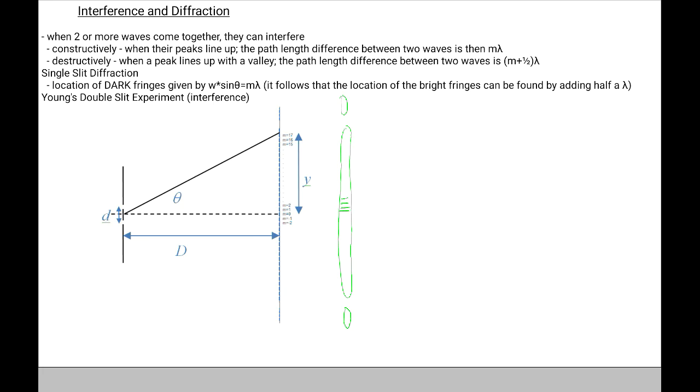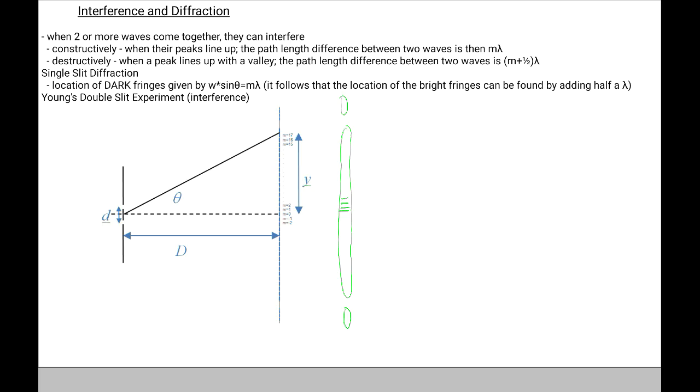Some other things that I wrote on here are y, the distance from one particular fringe to the principal axis, to the center here. Capital D is the distance from the screen to the slits, and using trig, we can say that tangent theta is y divided by D. We can use small angle approximation and say that sine theta approximately equals tangent theta approximately equals theta. We can go into a lot more depth with this, but that's really not necessary at this point.